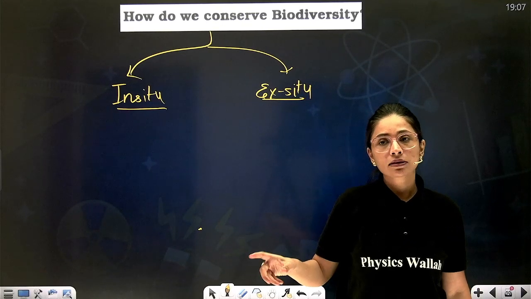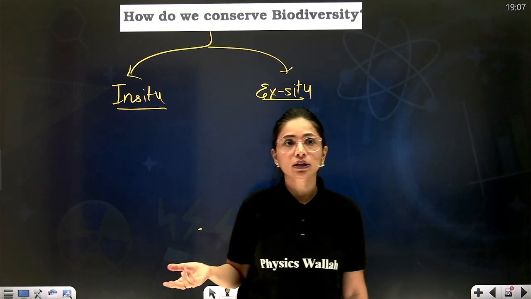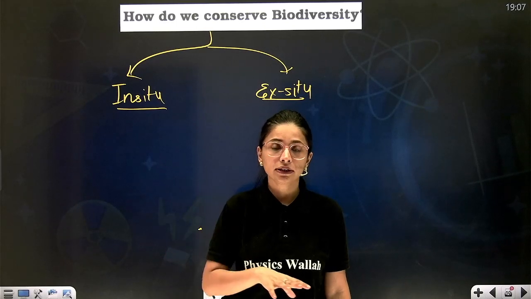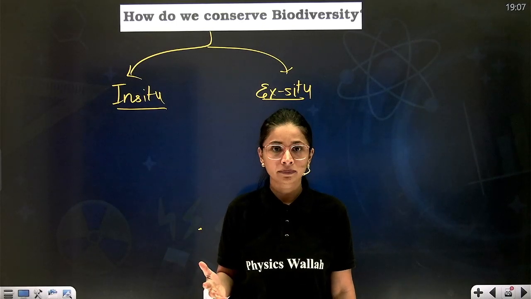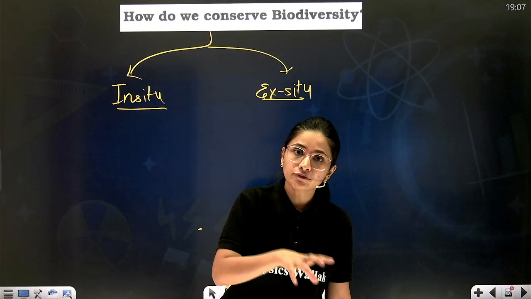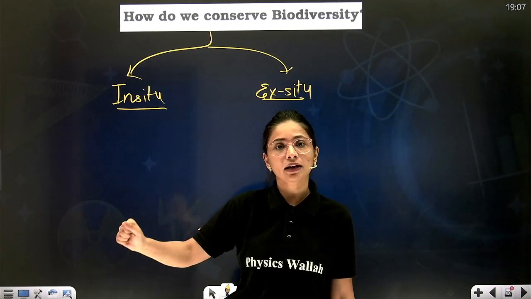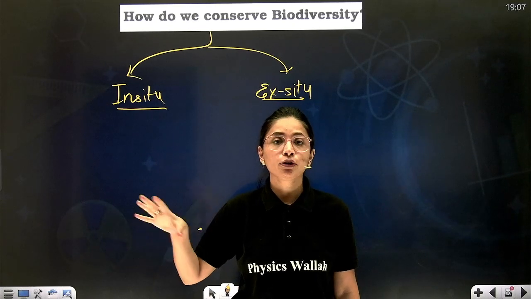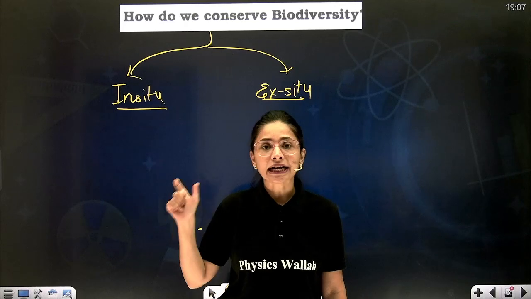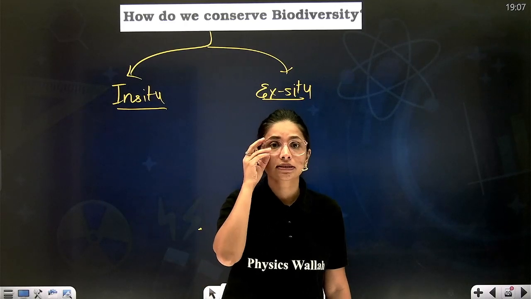Ex situ means, now what happened? There was a forest fire and now the natural condition is very damaging, that plants and animals cannot survive in that area. So you have to take away all those living plants and animals to such an area where you provide them natural conditions but artificially, and then that is called as ex situ conservation.